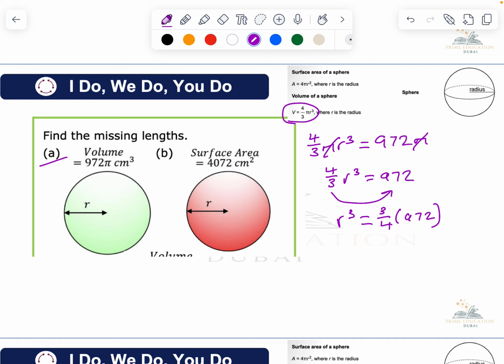So R cubed is going to equal 729. And then we have to cube root that. So r equals the cube root of 729. So r in this question is 9 centimetres.